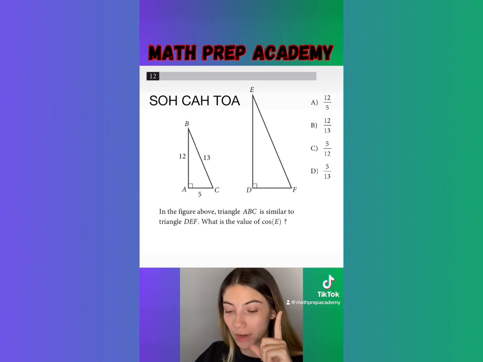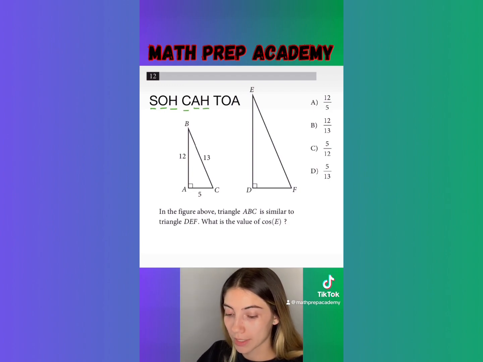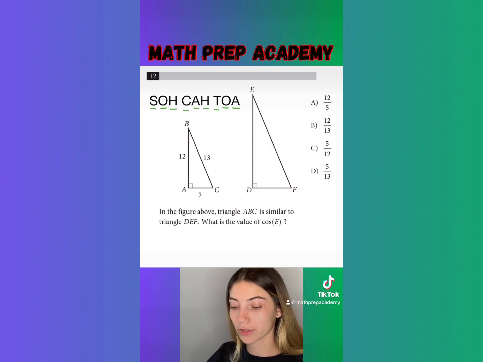Do you know what SOHCAHTOA stands for? So SOHCAHTOA stands for: the sine is the opposite over the hypotenuse, the cosine is the adjacent over the hypotenuse, and the tangent is the opposite over the adjacent. So it tells us what the sine, the cosine, and the tangent are of different angles in a right triangle. So in this case, they're asking for the cosine of E, okay?